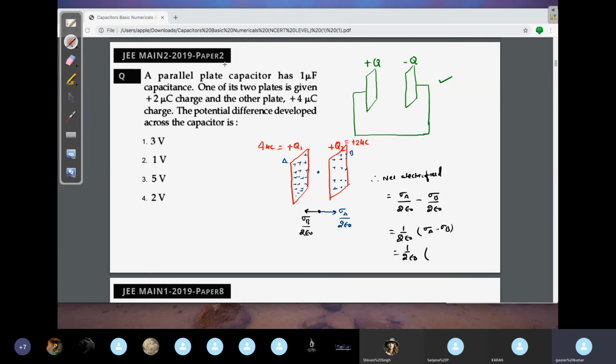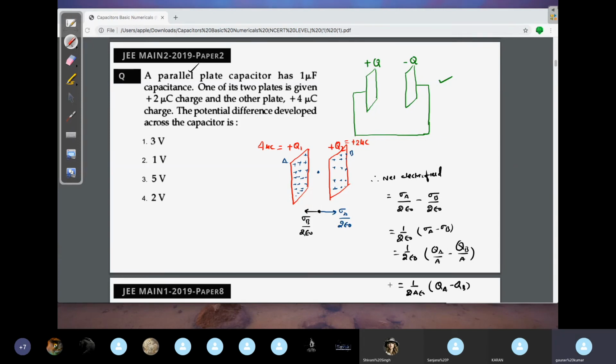Area is the same for both the plates. It's given here. See, parallel plate capacitor means the two plates are always equal in area, right? So you let here A. So we get QA by A minus Q on B by plate area A. So you can take this out. We'll get 1 by 2 A epsilon naught. You will get here QA minus QB.